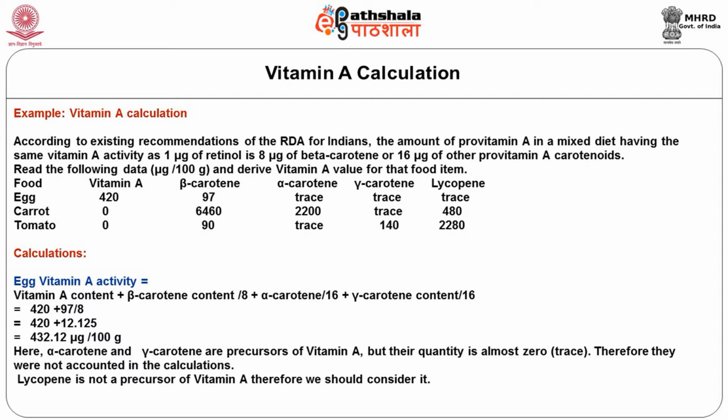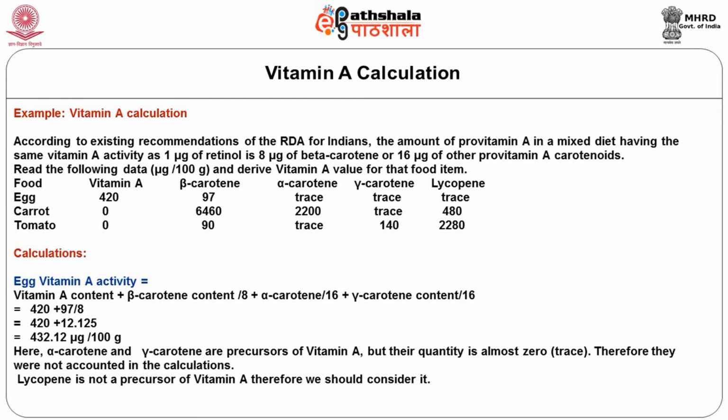Therefore, to calculate vitamin A in other foods, I have given you an example of vitamin A from the egg, where you have both preformed vitamin A as well as precursor vitamin A. For example, if you take a food sample like tomato, you do not find preformed vitamin A, whereas you find precursors of vitamin A like beta carotene, and traces of gamma carotene are also present in the tomato. You also have another carotenoid abundantly present, that is lycopene, but lycopene is not a precursor of vitamin A. You should not take it into the calculations of vitamin A activity.